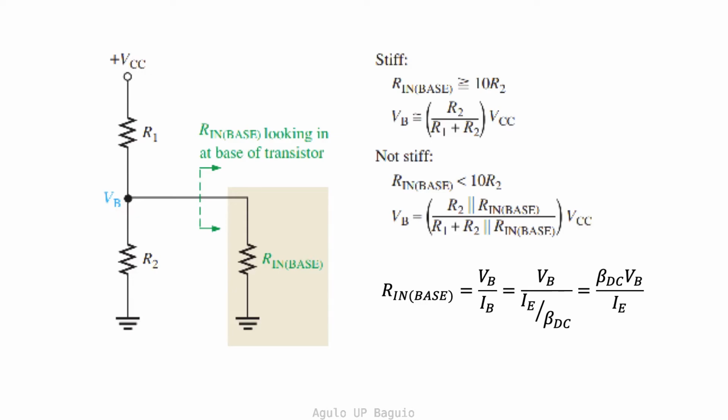If this input base resistance is greater than or equal to 10 times the resistor R2, then we have a stiff voltage divider, and we can be assured that there is no loading of the voltage divider due to the transistor. Otherwise, we consider R2 and the input base resistance as parallel resistors, so that the base voltage is given in terms of these two parallel resistors, as shown in the equation for the non-stiff voltage divider.